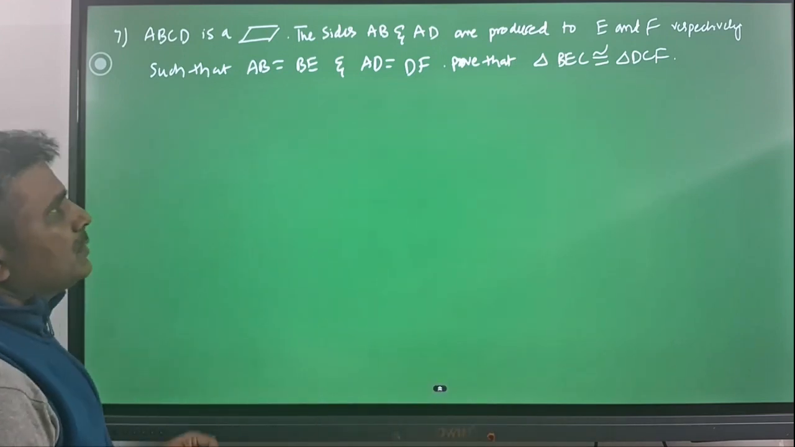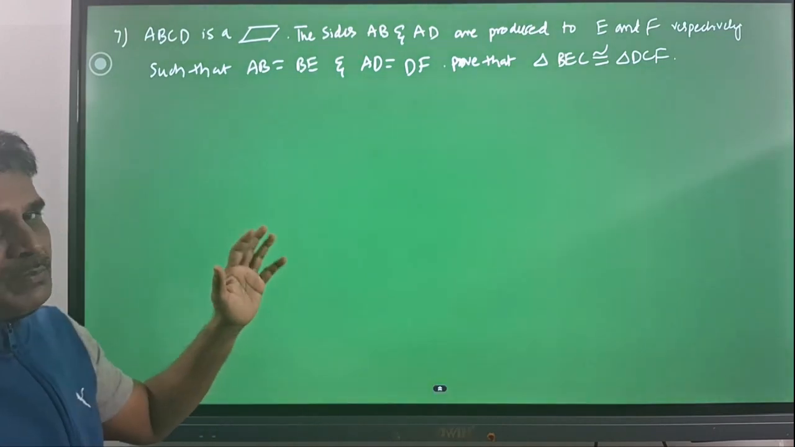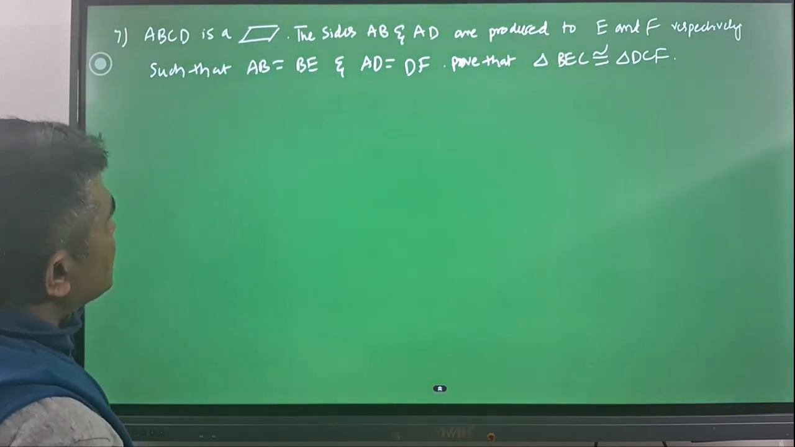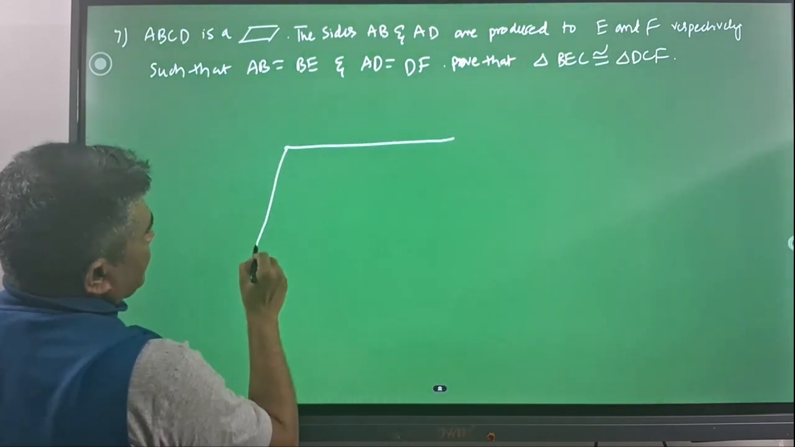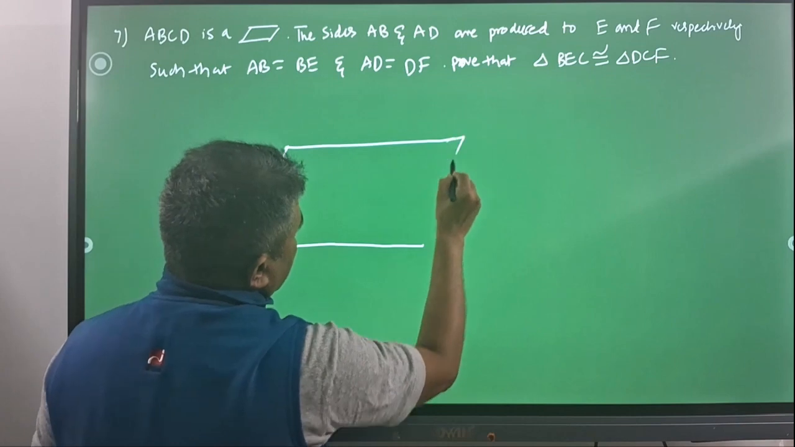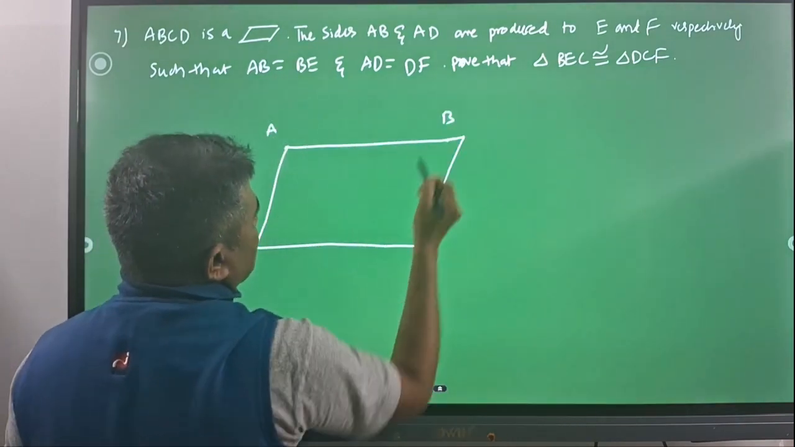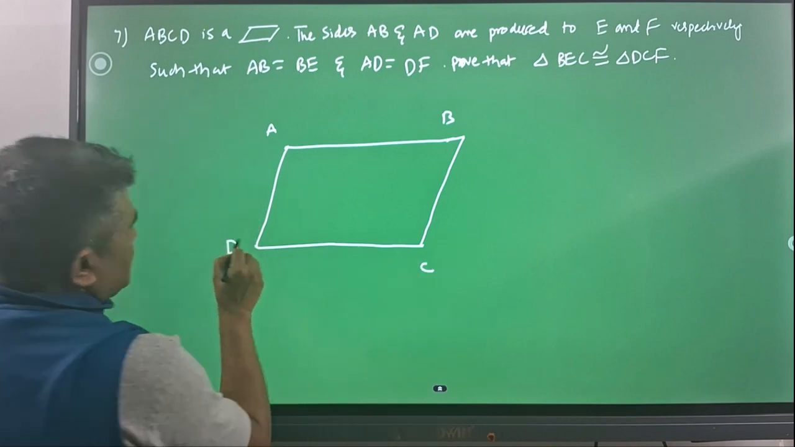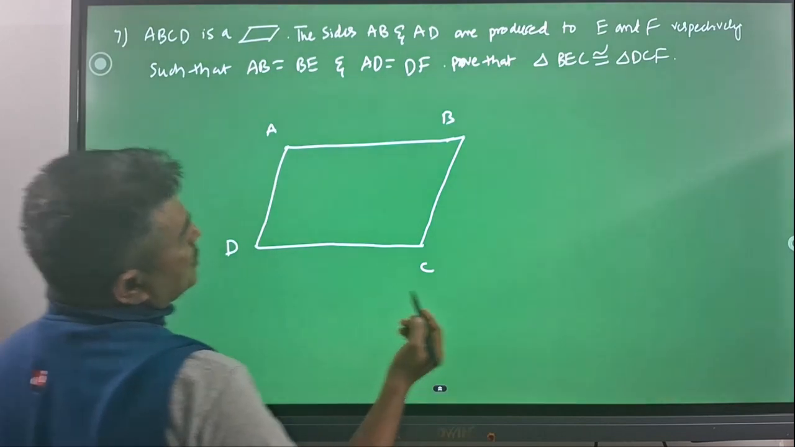So this is also framed in a sentence. It's not given any picture, so we need to draw the picture. ABCD is a parallelogram. Okay, draw the parallelogram here and name it like A, B, C, D. AB and AD are produced to E and F.